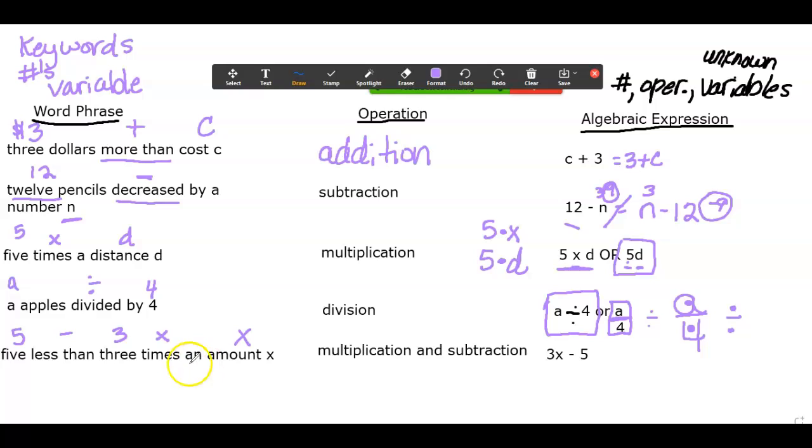Now, here's where sometimes it helps to think of a number for the x. Because they're saying I have 5 less than. Well, think about that. Can I start out with 5 less of something? Or do I need to have a total of something and then take 5 away? So for instance, can I start out a problem with 5 less than an amount?